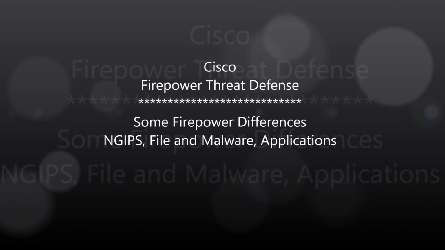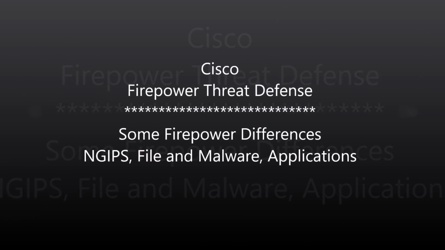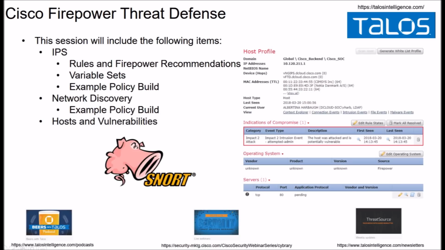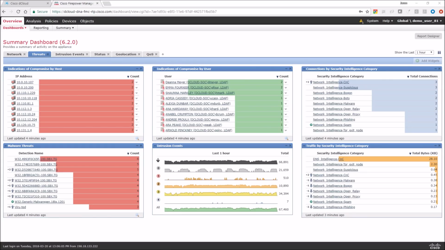Cisco Firepower Threat Defense, some Firepower differences: next-gen IPS, file and malware, and application. So we're going to go through a couple of things and really show the differentiation in Firepower Threat Defense. So IPS, network discovery, host and vulnerabilities, advanced malware, and application visibility and control, including OpenAppID. When we look at IPS, we're going to look at rules and Firepower recommendations, variable sets, network discovery, and host and vulnerabilities. So here we go.